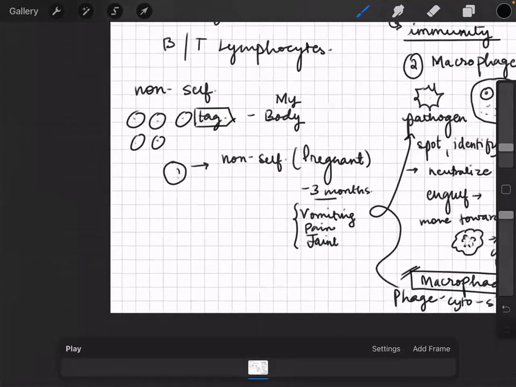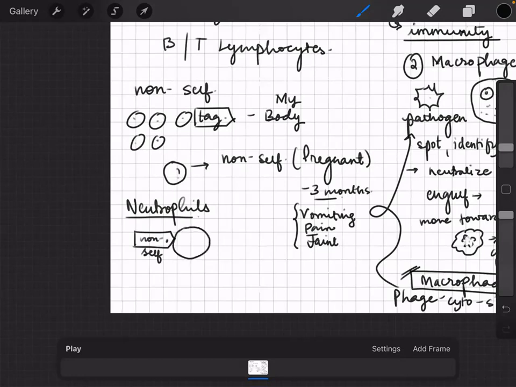Now, once you identify something as non-self, there are certain cells which are called neutrophils. What these neutrophils are going to do is help in tagging these cells as non-self. So once they have been identified as non-self, a certain kind of tag gets added onto these cells, and then these cells are going to be taken to your immune system. So I'm just going to write this over here.